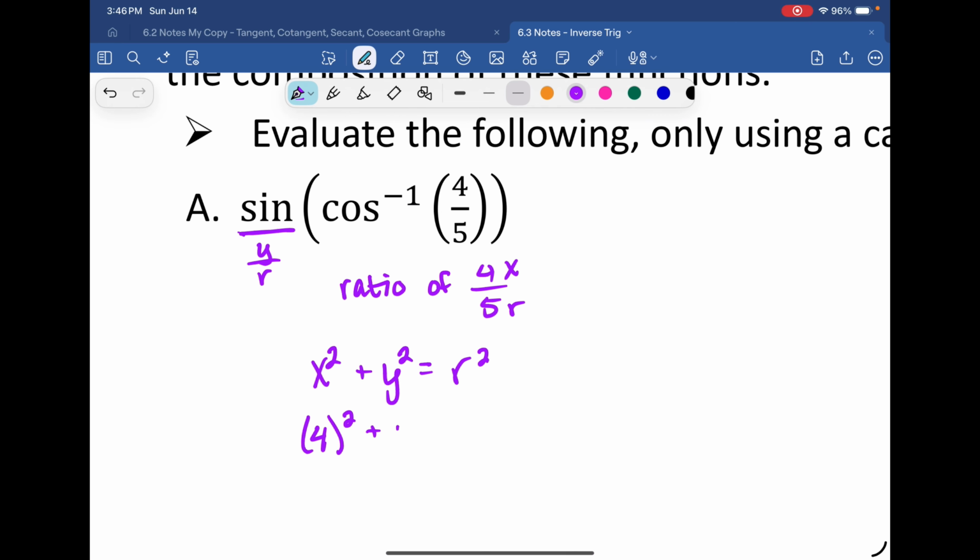Y squared is 9, so y is 3. That is an assumption I am making because cosine is positive. It doesn't give me any information, so I'm going to keep it positive.